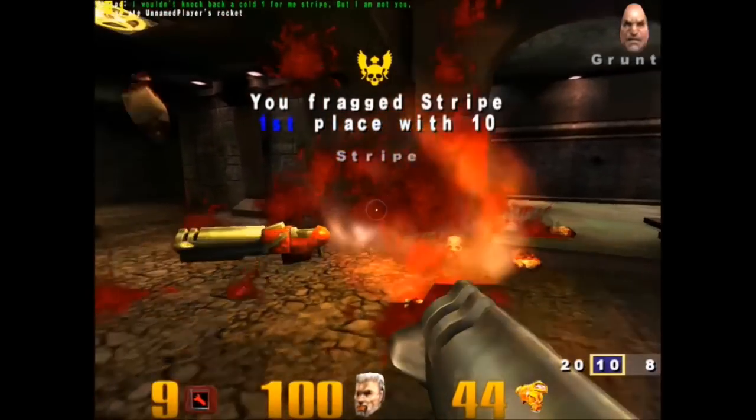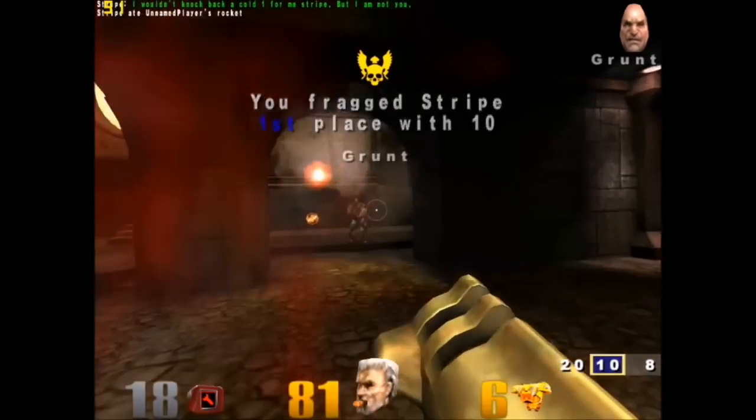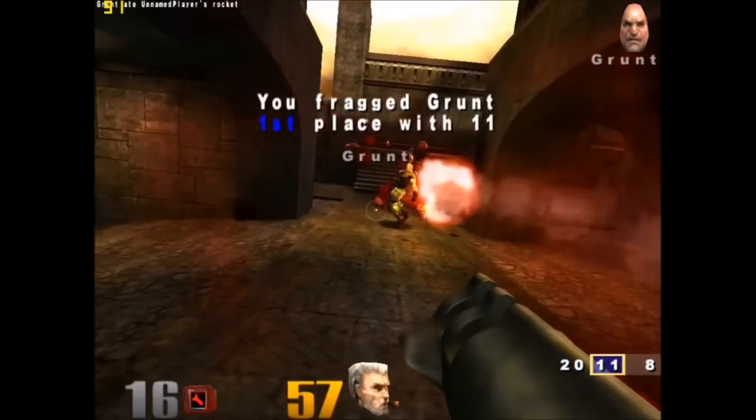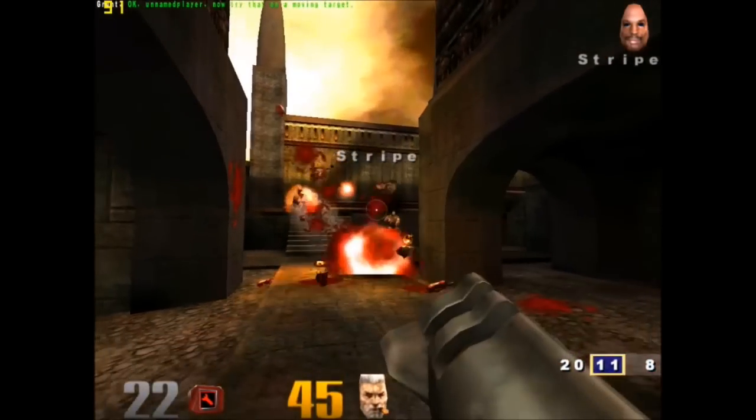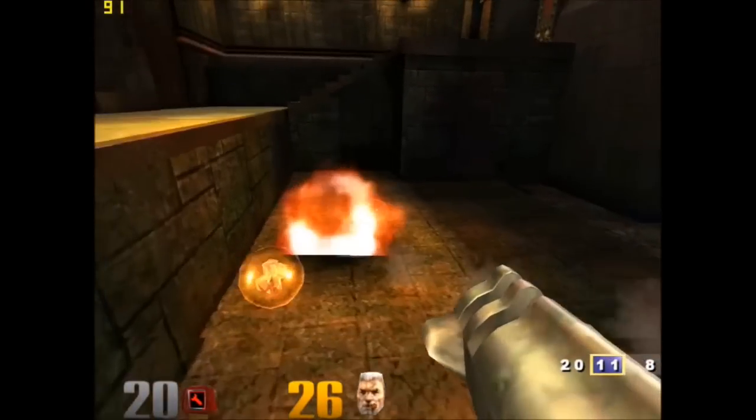It's buttery smooth. Now, this isn't a game I tried out in my earlier videos, so I can't compare it. But this has no troubles at all playing Quake III.